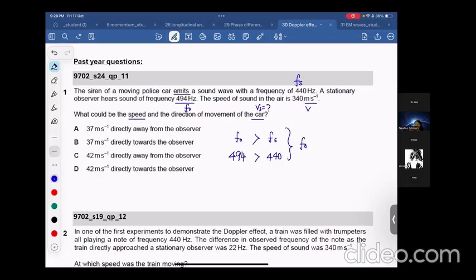Frequency is higher, wavelength is shorter. So is it closer or away? Towards or away, dear? Towards or away? Good job. Towards. Okay? Wavelength shorter, so you imagine the slinky spring pushed nearer. So it's towards, so your answer will be only B or D.